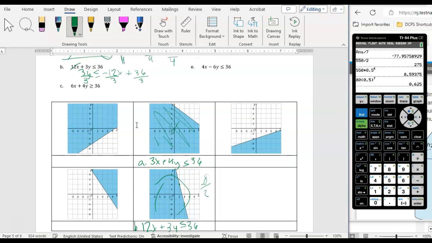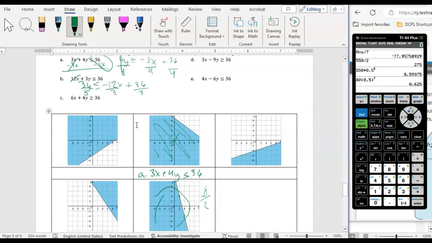Letter B. Letter C, we're going to subtract 6x on both sides again. We'll get 4y is greater than or equal to negative 6x plus 36, and then divide by 4. So here we get y is greater than or equal to negative 6 over 4x plus 36 divided by 4 is 9. So here is where we also have a slope that is negative and a y-intercept of 9.